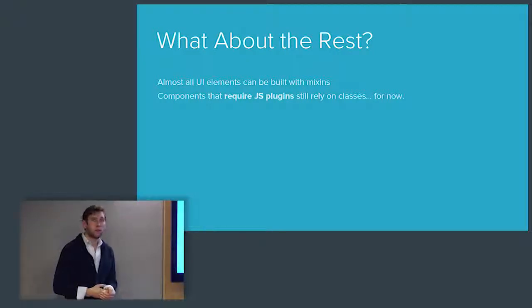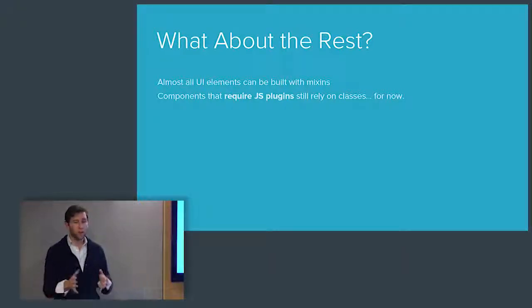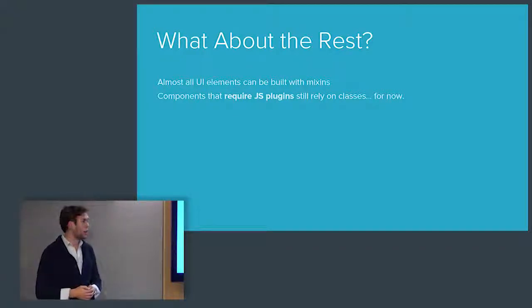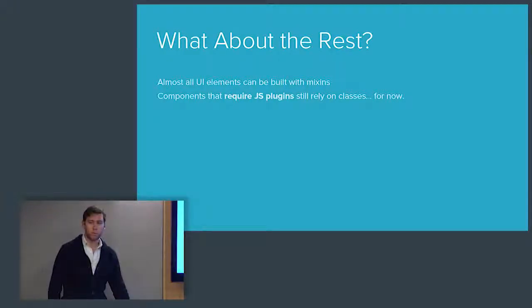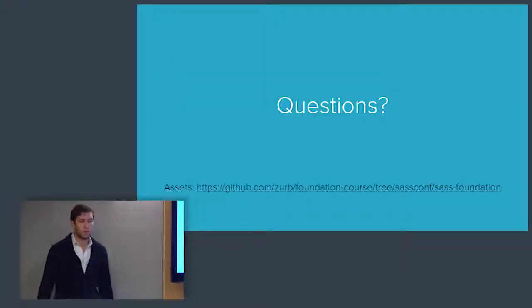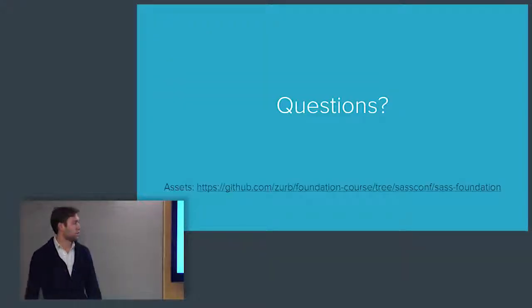With Reveal now, you can create the modals with mixins. But things like Orbit or the top bar, where there's a lot of moving pieces and things that are pretty bulky, those are still pretty set. We don't have a lot of mixins for those yet. But it's a work in progress. All right, so that's it. Any questions? Any other things you guys want more detail on?